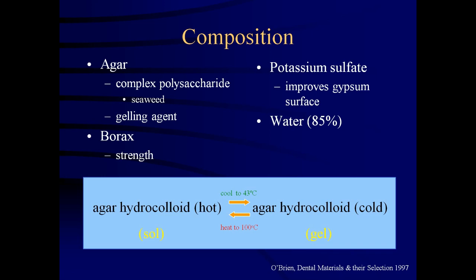Very important, like your alginate composition. Agar has a complex polysaccharide. Agar is obtained from the seaweed. It itself acts as an MCQ. Agar is obtained from seaweed. It has the gelling agent. It contains borax, which provides strength. It contains potassium sulfate, which improves the gypsum surface, and it contains water of about 85%.